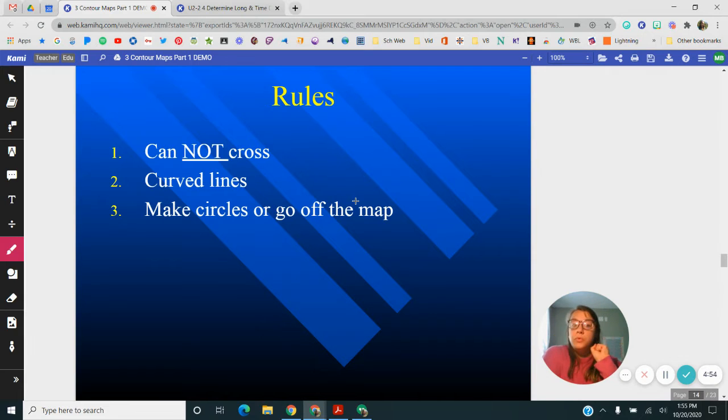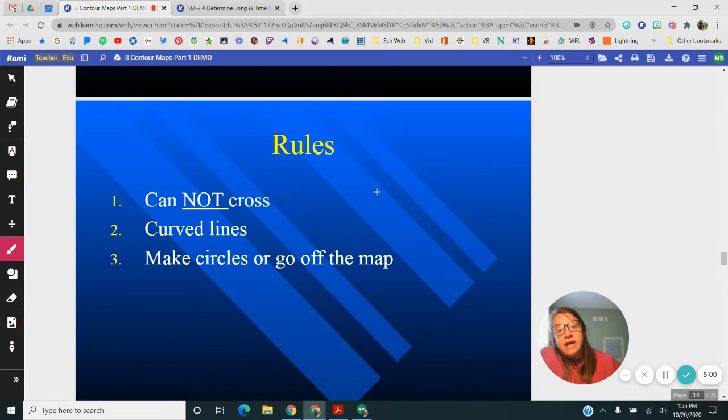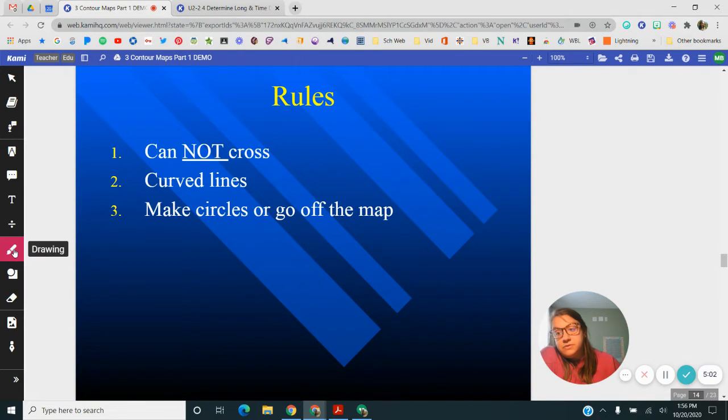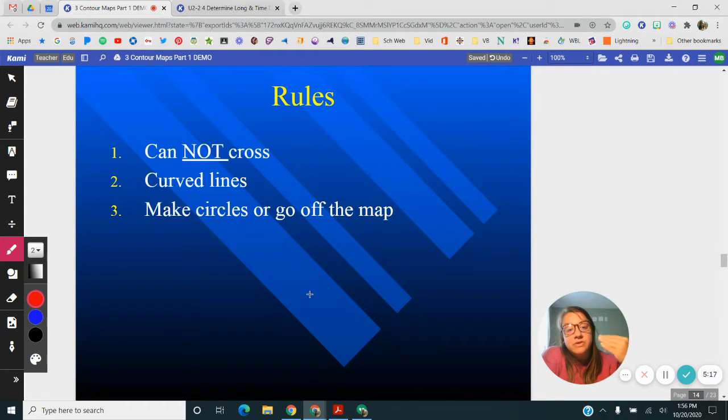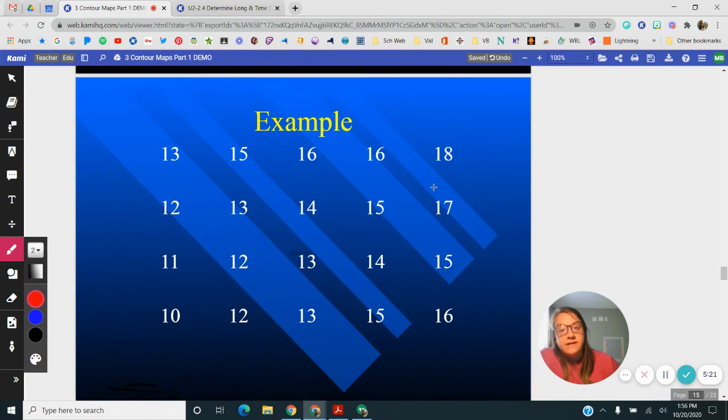Rule number 2, the lines are always curved. Never are you going to have a line that makes, let me see if I can use a drawing tool. Here's my red. Never are you going to have a line that goes like this. That's a big no-no. And then rule number 3 is that the lines make circles, and if they can't make a circle, they will go off the map. I'll show you that in our example.